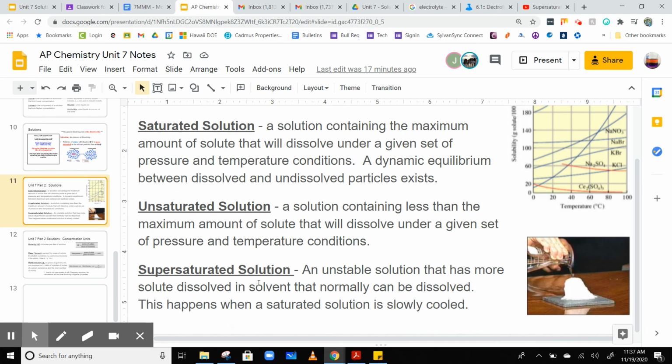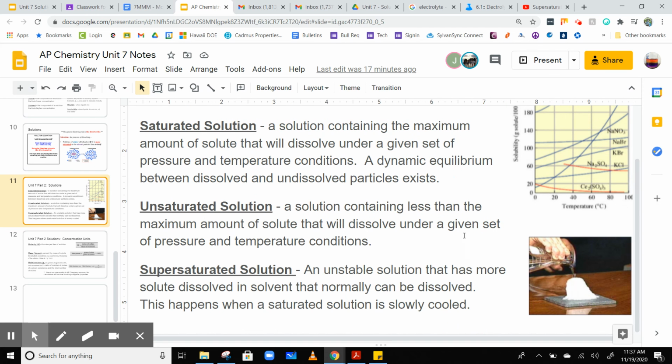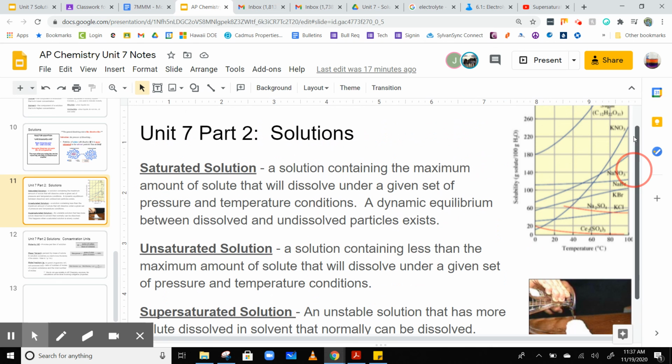And then finally, we have a supersaturated solution. So a supersaturated solution is if we took a solution that is saturated at a certain temperature. So let's say, for example, we did a solution of potassium nitrate at 80 degrees Celsius, and we put 180 grams of potassium nitrate into the water there at 80. Okay, and then we cooled it down to 20 degrees Celsius.